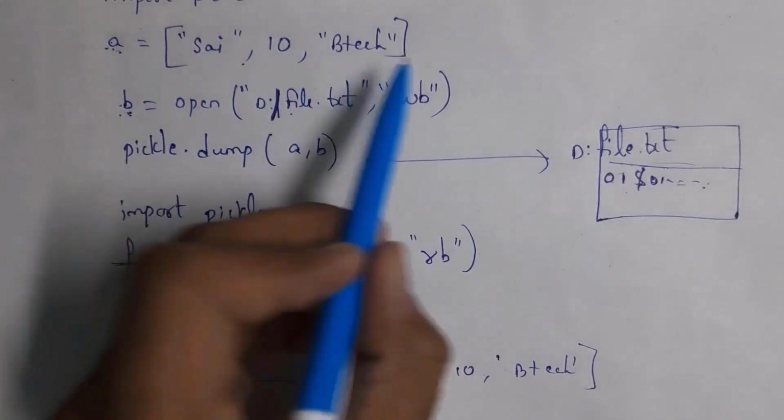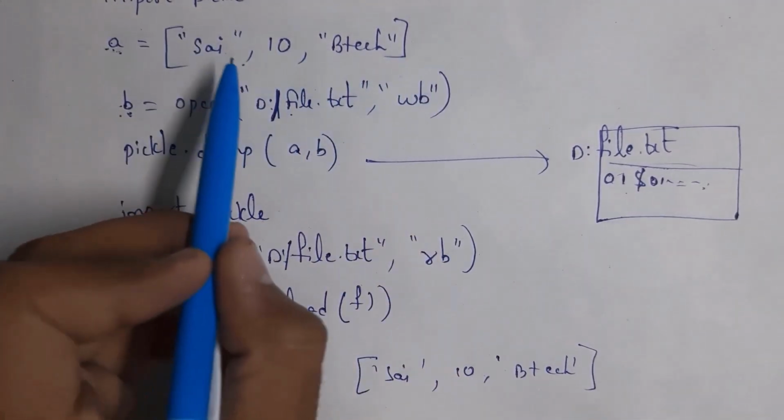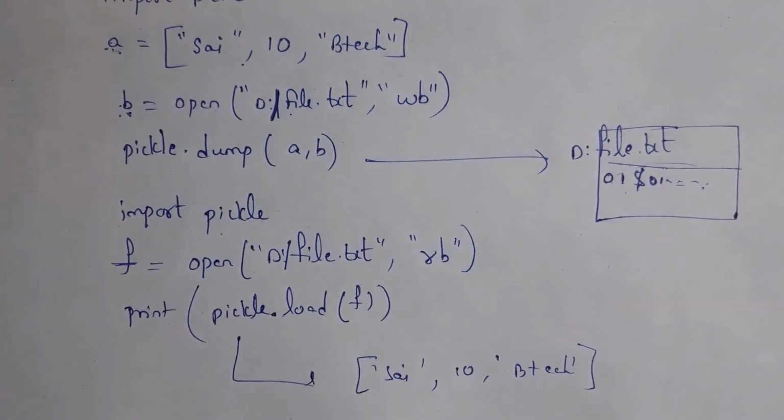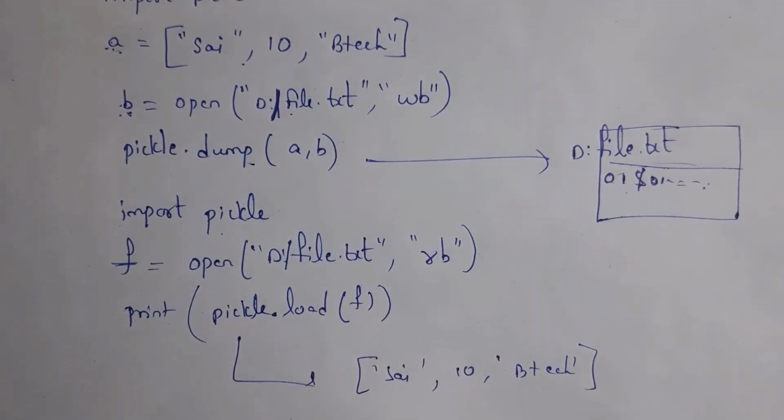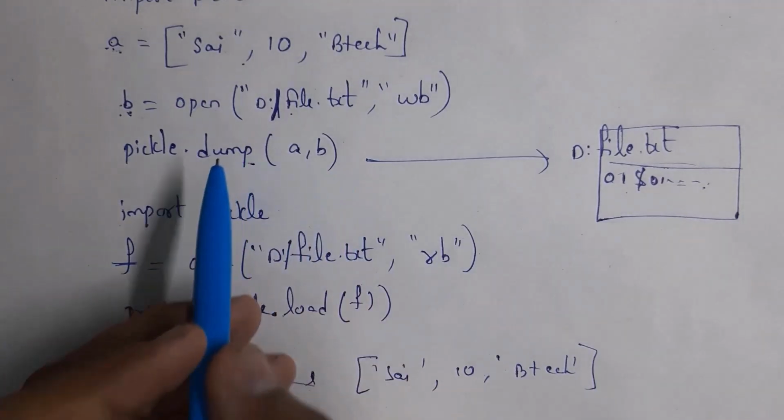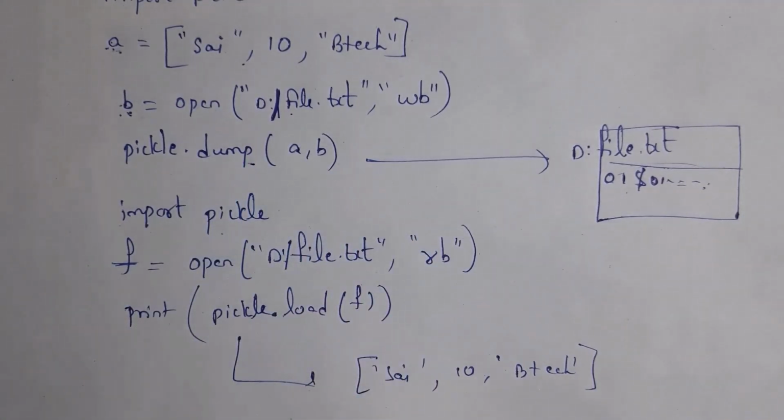If you want to add any objects like list or set or tuple or dictionaries inside your file, just write pickle.dump of a, b, where pickle.dump is used to pickle objects, and next one is pickle.load, where pickle.load is used to unpickle objects.